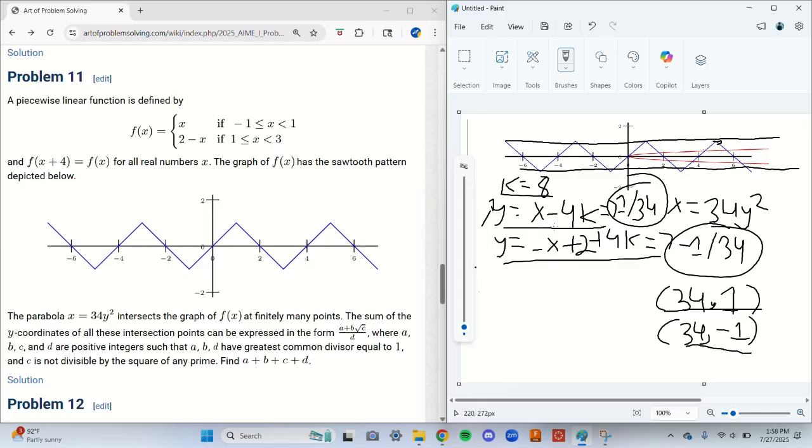So let's plug in y equals 1 again. Then we get 1 equals negative 34 plus 2, which is negative 32 plus 4k. So now k equals 33 over 4, so that still rounds down to 8. And that's for the positive y values, right? This is plus y values.